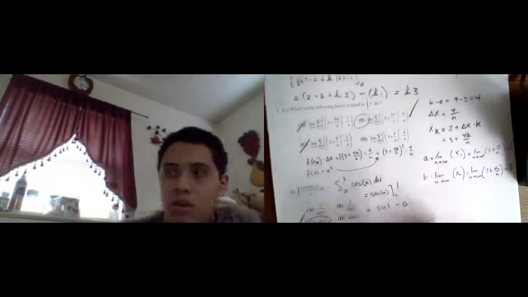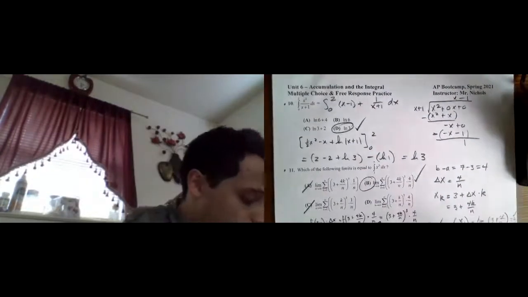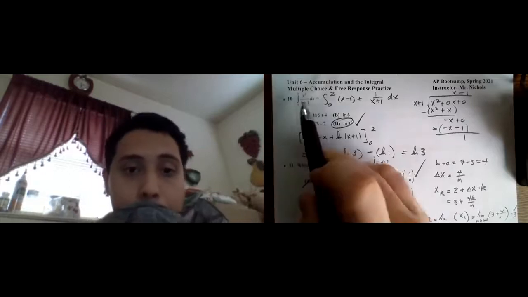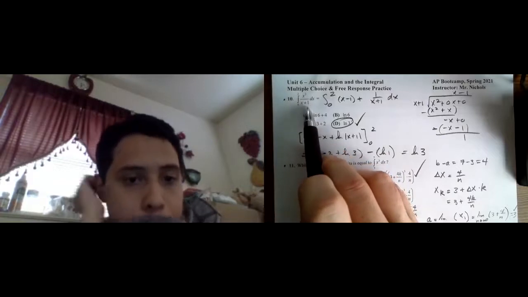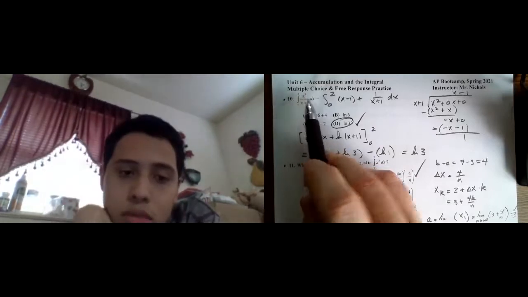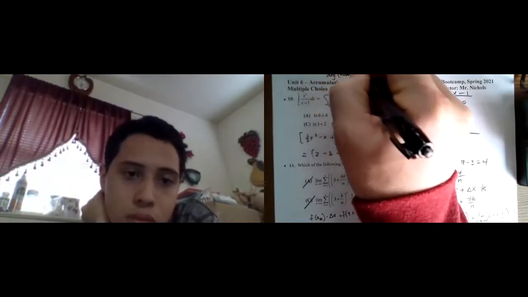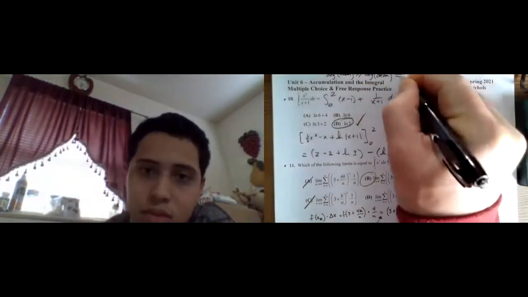Okay. Shift our focus over to number 10. So again, we've got the integral of a rational function. But what I noticed this time is that the degree of the numerator is greater than the degree of the denominator. When the degree of the numerator is greater than or equal to the degree of the denominator, that tells you to do long division.